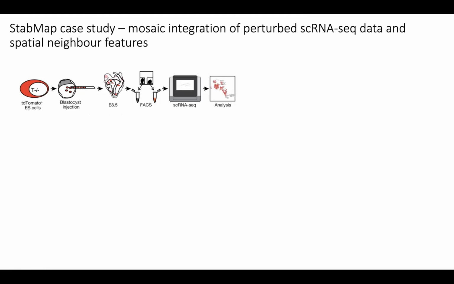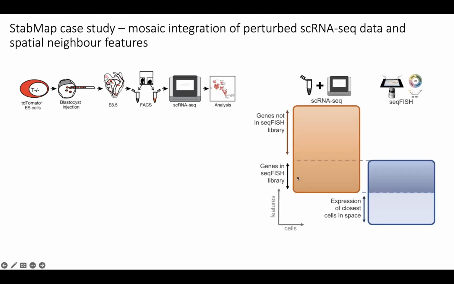And so this results in this chimeric embryo, which can then be dissociated, FACS sorted, and then subjected to single-cell RNA-seq. And the idea here is that we have the one organism, but we've got different cells that are wild type and mutant within this same organism. And we'd like to understand, are there any changes in terms of the cell types that emerge as they develop over this time?